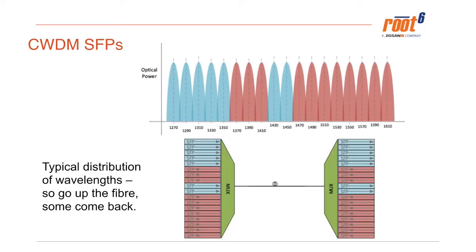So here's a very typical example of how we might have populated a fiber. There's the spectrum at the top, ranging from 1270 to 1610. So this is an 18 channel multiplex, and the blue ones are wavelengths that are going one way up the fiber, and the red ones are wavelengths that are coming back up the fiber.